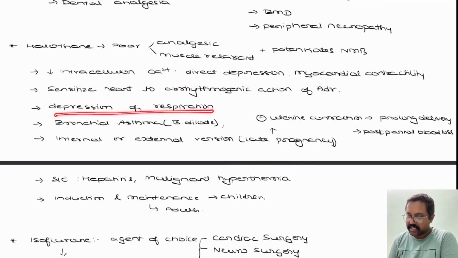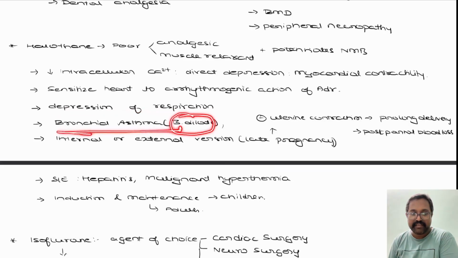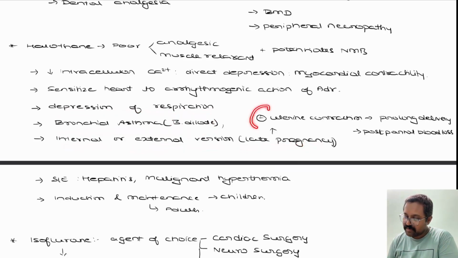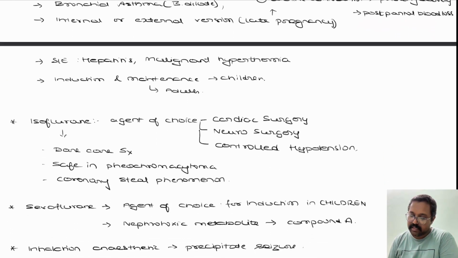It depresses the respiratory system, and on the bronchial smooth muscle it causes bronchodilation, therefore it is preferred in bronchial asthma individuals. They are also useful in case of late pregnancy for internal and external version. Basically, it inhibits the uterine contraction and prolongs the delivery, and the postpartum blood loss will be less.